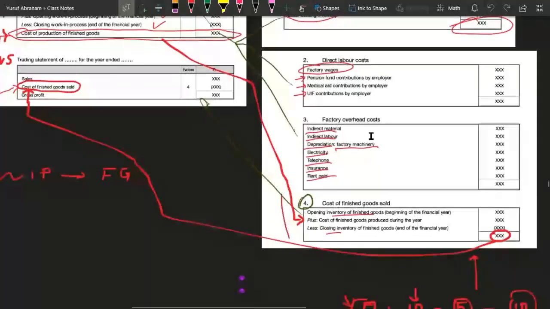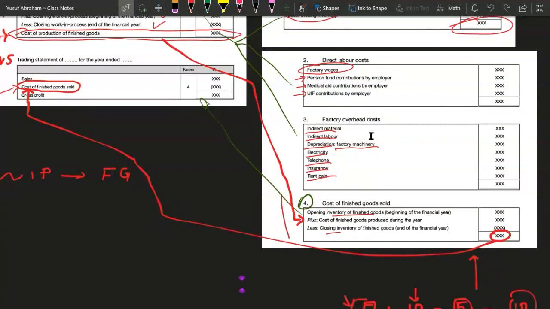The same as for direct labor cost, you will have factory wages, pension fund contribution, medical aid contribution, UIF contribution, you name it. Whatever contribution you're making for your employees, you add that together to get the direct labor cost, right? It's not a ledger, it is a note.